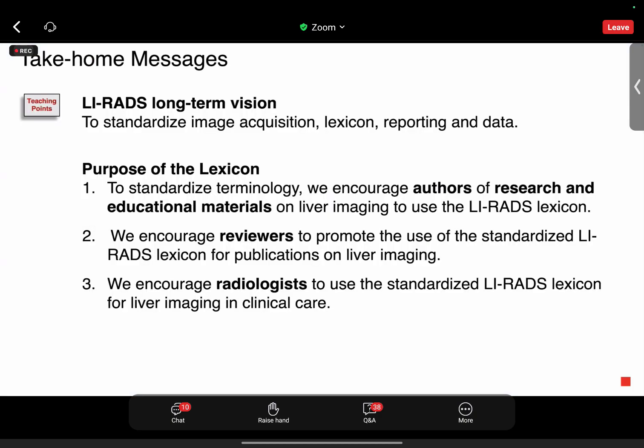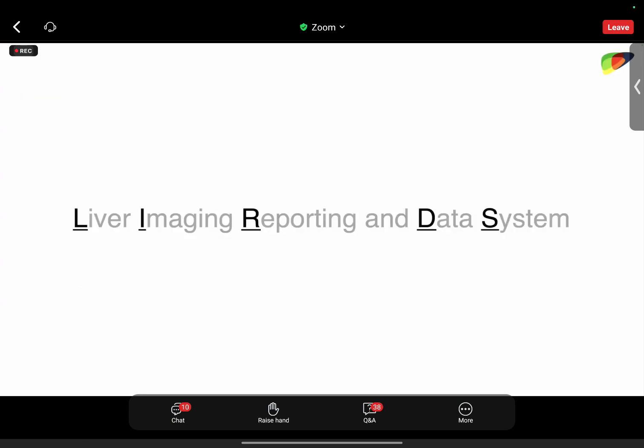Okay, so summary of the first section. Our long-term vision is to standardize image acquisition, terminology, reporting, and data. The purpose of the lexicon is to be used in different settings, whether research, education, or patient care. And this completes my first section.